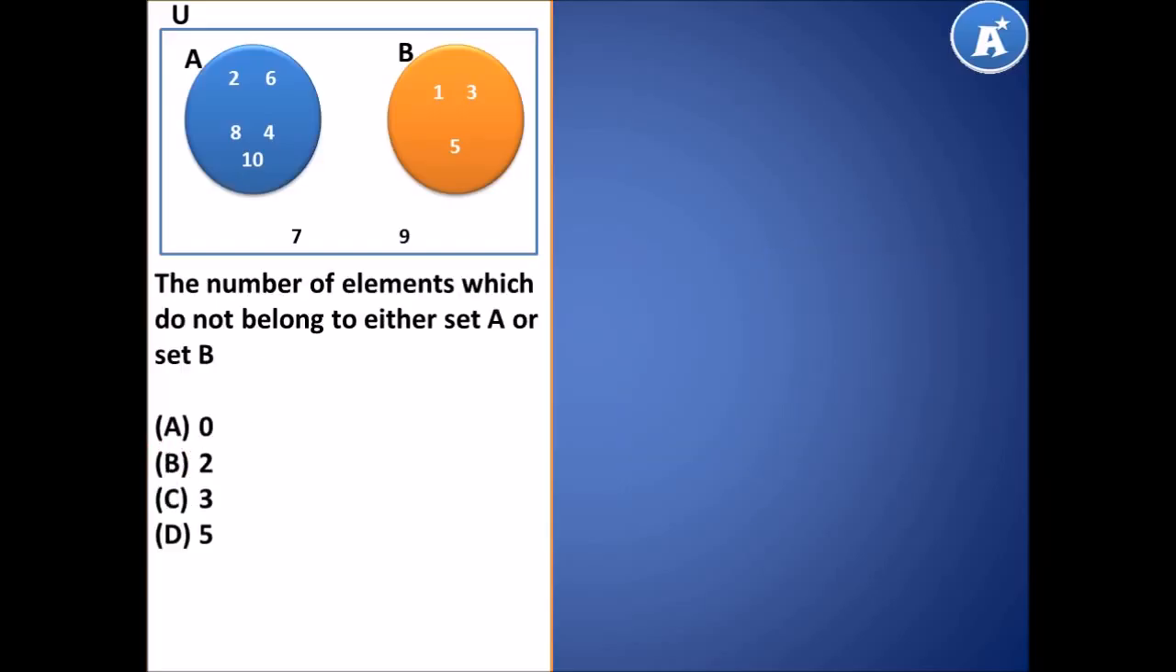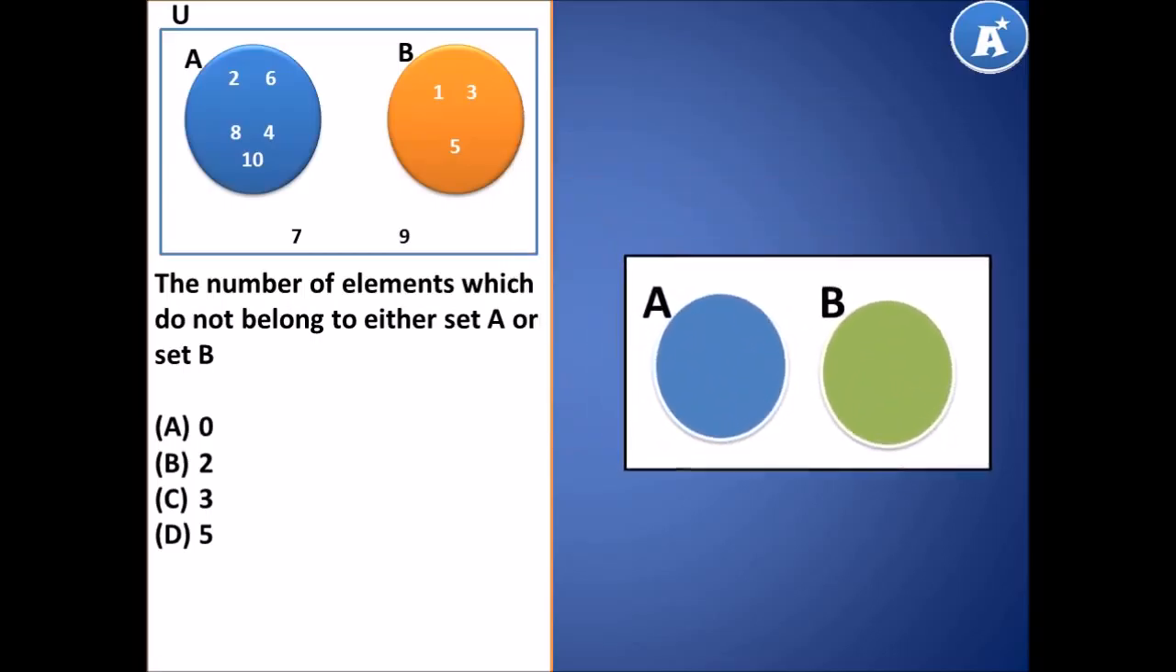Let's look at the next question. This question reads, the number of elements which do not belong to either set A or set B. Please pause this video and attempt the question on your own. When you have completed the question, you can press play to see the solution.